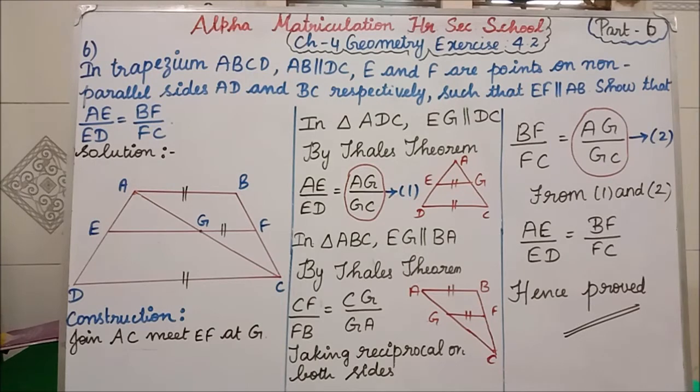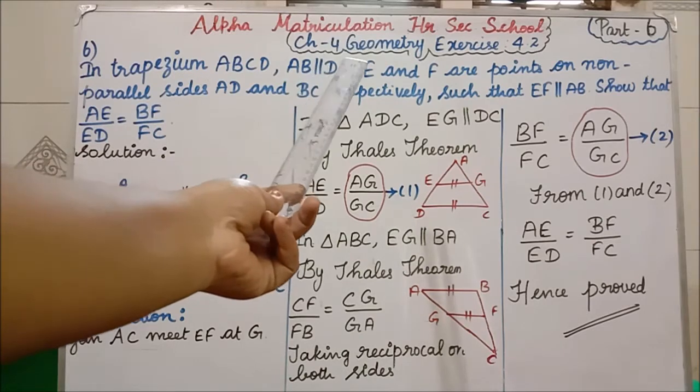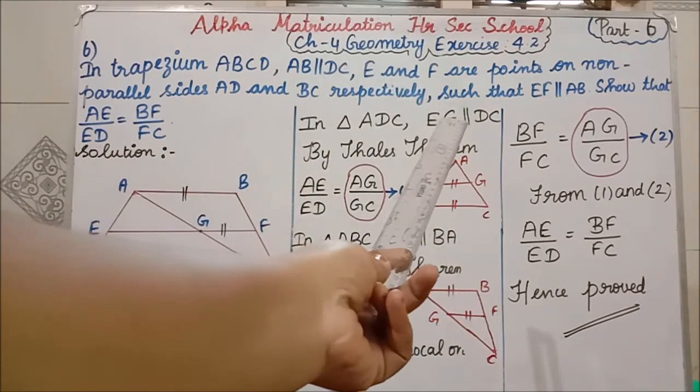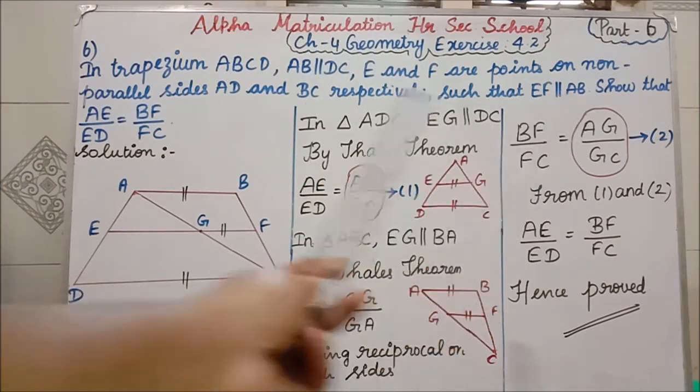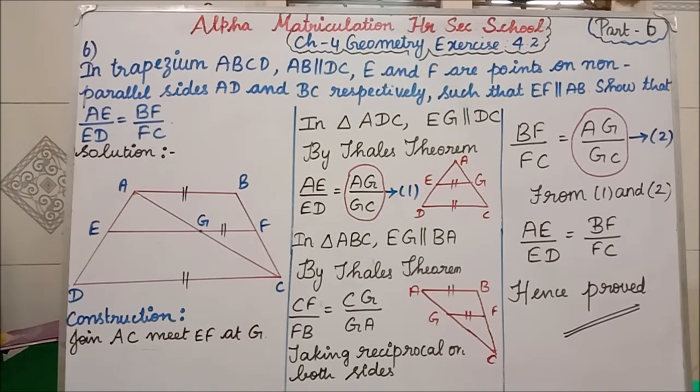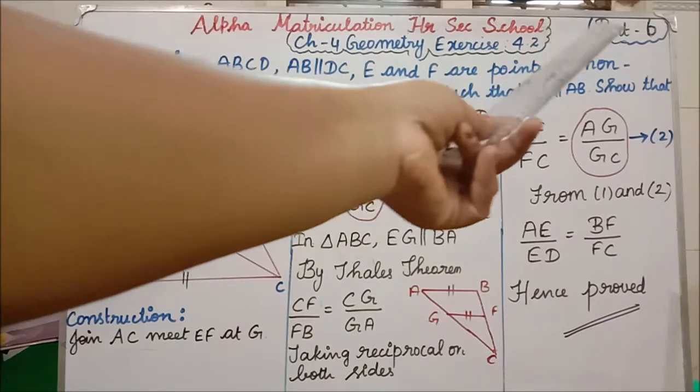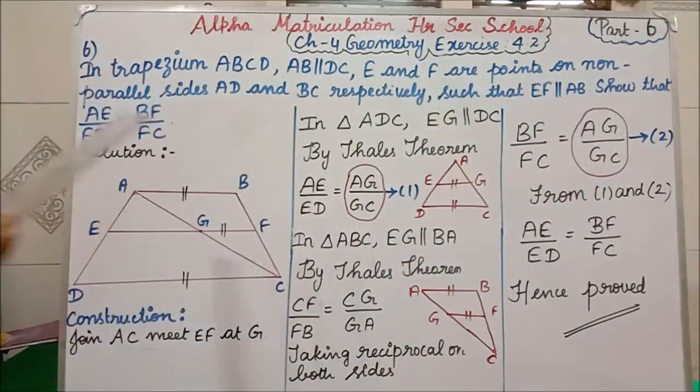Students, in part 6 video, in exercise 4.2, we are going to see the sixth question. In trapezium ABCD, AB is parallel to DC, E and F are points on non-parallel sides AD and BC respectively, such that EF is parallel to AB. Show that AE divided by ED is equal to BF divided by FC.